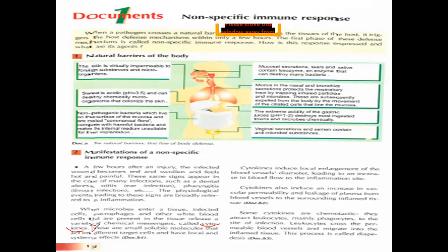Cytokines cause enlargement of the blood vessels. The increase in diameter leads to an increase in the blood flow to the site of inflammation. Also, cytokines have an important role. These are the roles of the cytokines. They cause an increase in the vascular permeability and the leakage of plasma from blood vessels to the surrounding inflamed tissues. They move from one side to another.